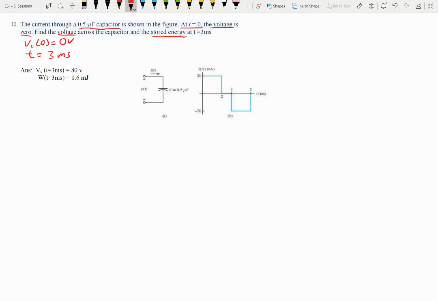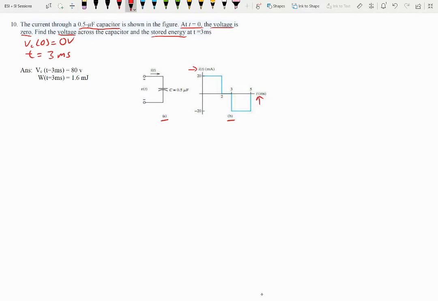Okay? So let's look at our circuit, because this gives us A and B. It wants us to find voltage and energy. Notice here, there's only this capacitor. And this graph gives us current and time.